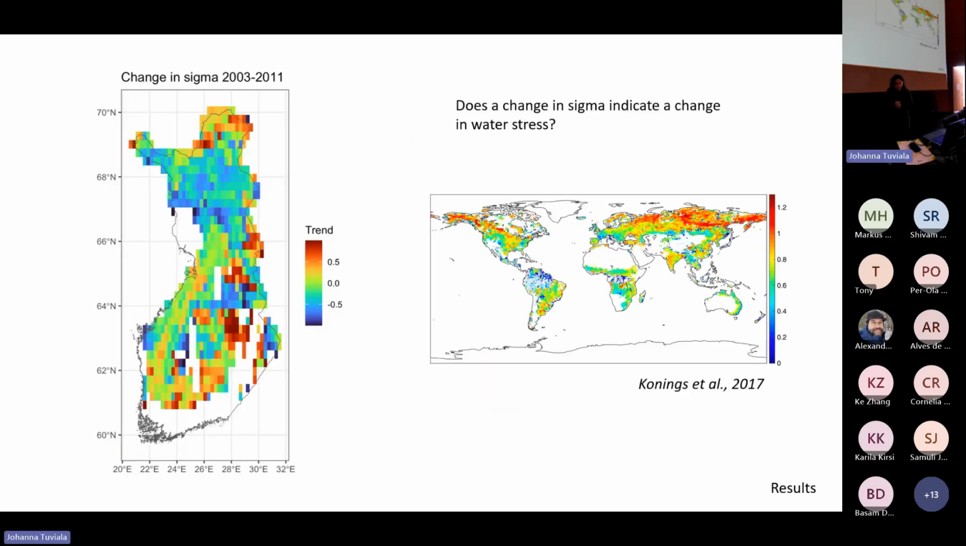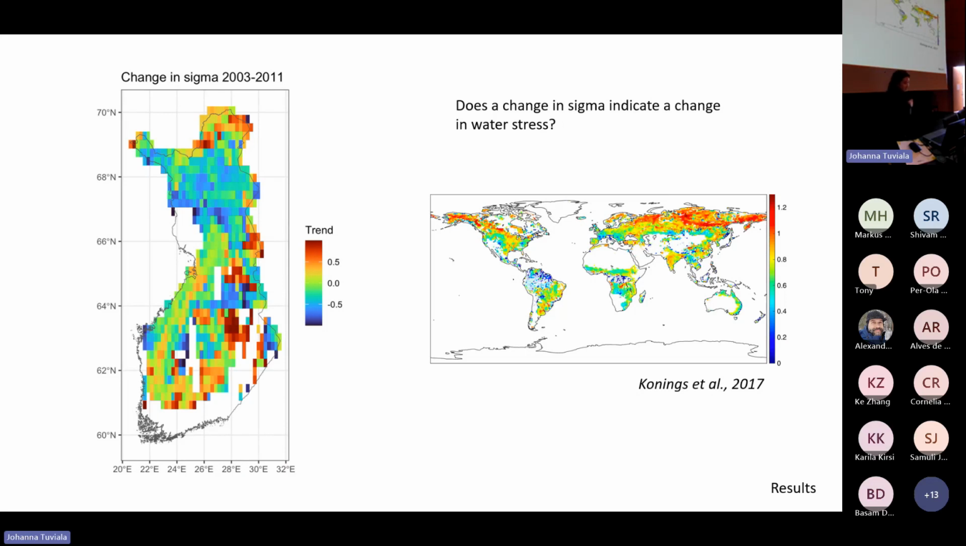This is how sigma isohydricity changed over the time period 2003 to 2011. The pixels in red are the areas that were becoming more anisohydric, as in there was increased coupling with drought in these areas. So my question is, does it indicate really a change in water stress?